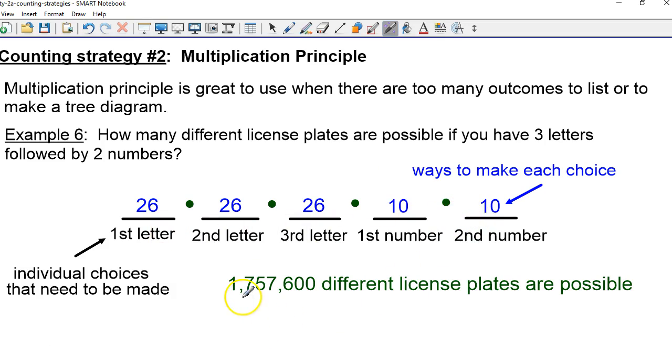It turns out there are 1,757,600 different license plates possible, which goes to show that there's no way we could have written this out by listing all possible outcomes or do a tree diagram. It would have almost 2 million different endnodes.